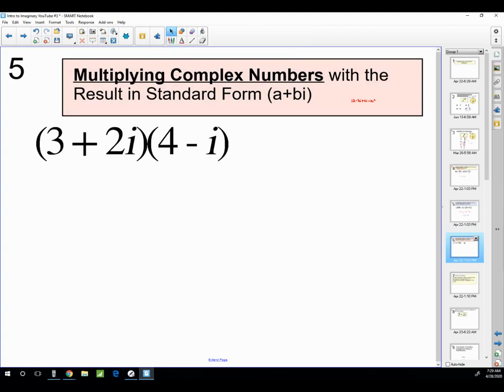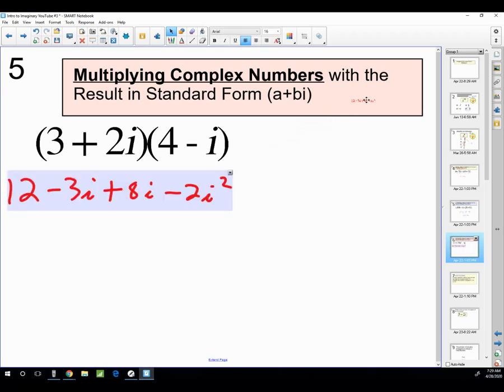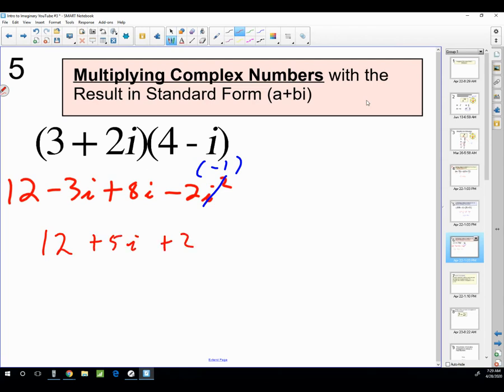Remember, you have to multiply 4 times. It's like multiplying binomials, so you can do that. And we'd get that. And then that would become a -1. And we get 12 plus 5i plus 2, which is 14 plus 5i. All right, we're real good at that now.